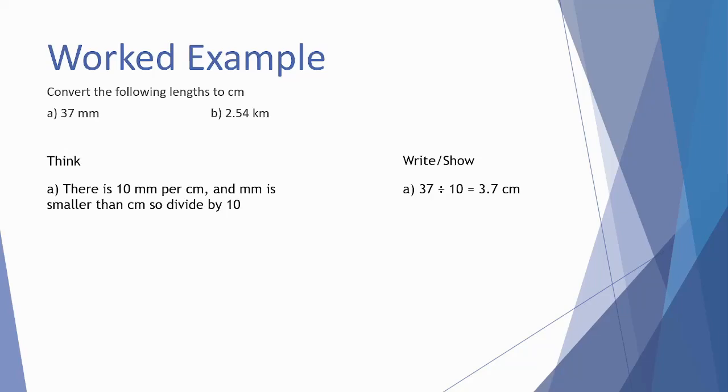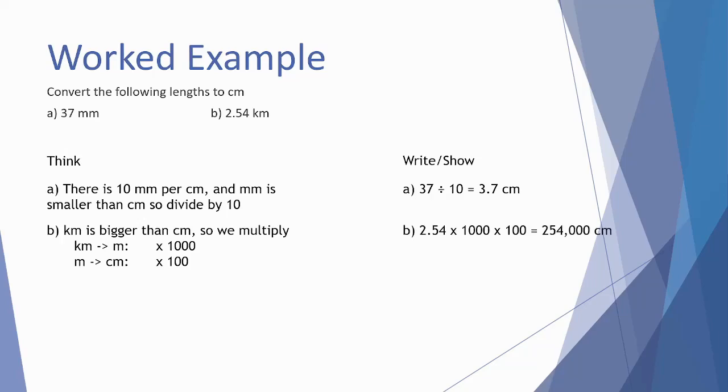Now it's important to show our working, what we're dividing by, and it's important to put those units on at the end. Otherwise, it is not the final answer. For part B, we know that kilometers are bigger than centimeters, so we're going to be multiplying. And because they're not next to each other, we're doing 2 steps. So we're going from kilometers to meters, which is multiplying by 1,000, and then meters to centimeters, which is multiplying by 100. So our working for this, we can do it all in one line. We can put in 2.54 multiplied by 1,000 multiplied by 100, all on the one line.